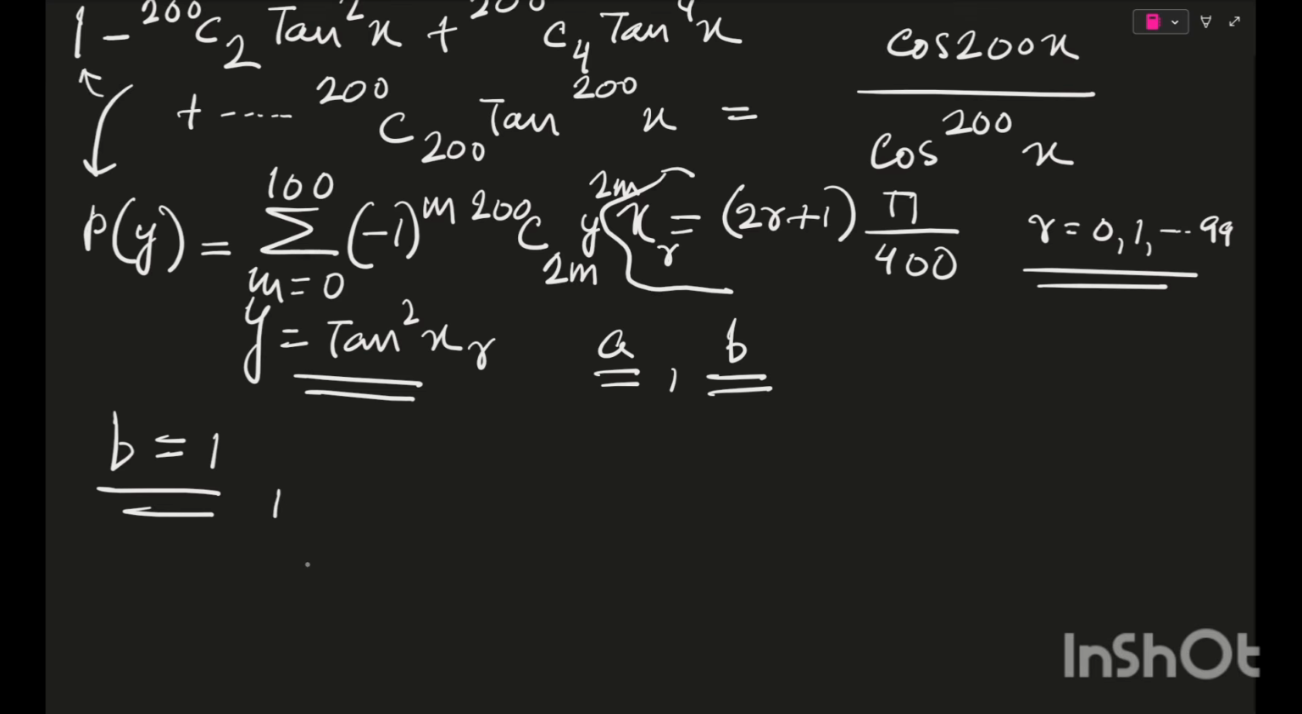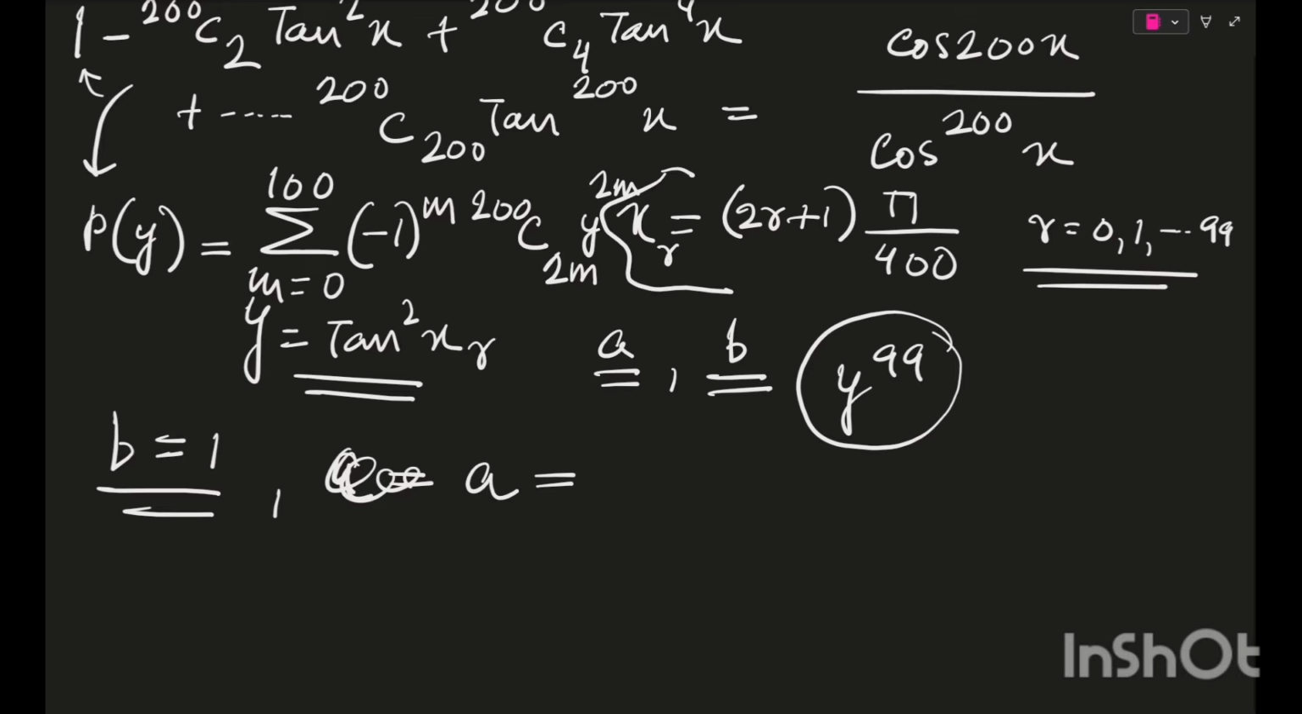Okay, first thing. And second thing is, they have asked us to find the sum of all the roots taken one at a time, not twice or more than that. All of these are taken one at a time. So for that, a will be nothing but the coefficient of what? Y power 99.